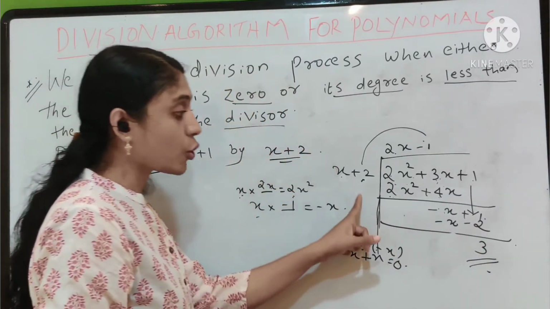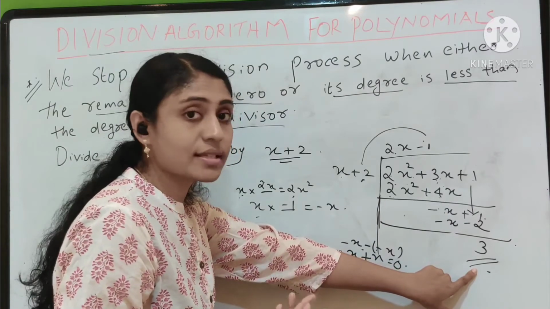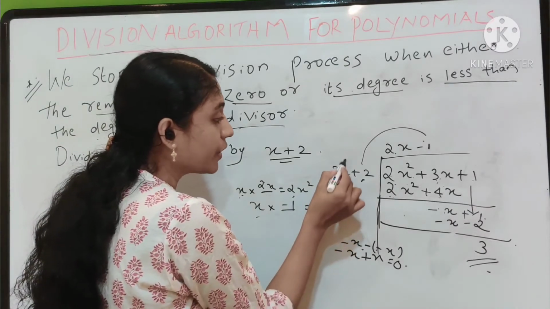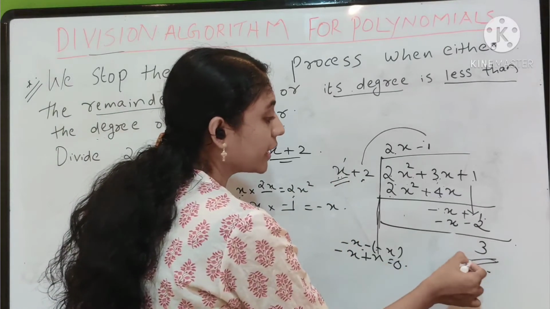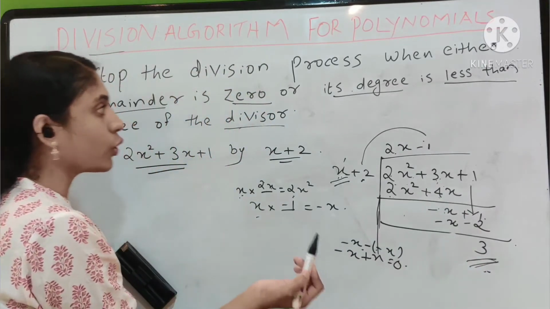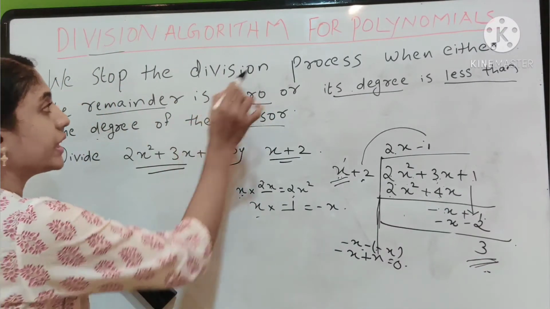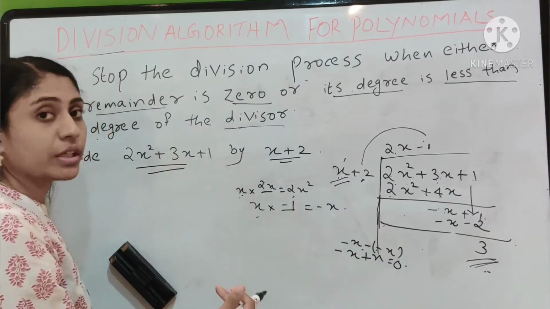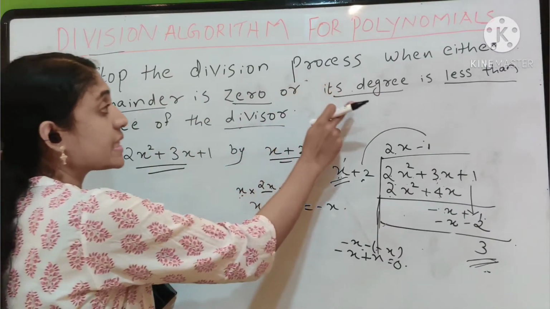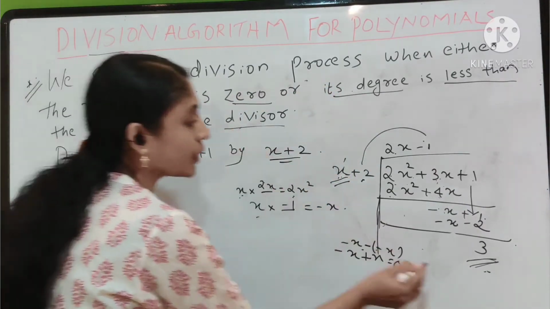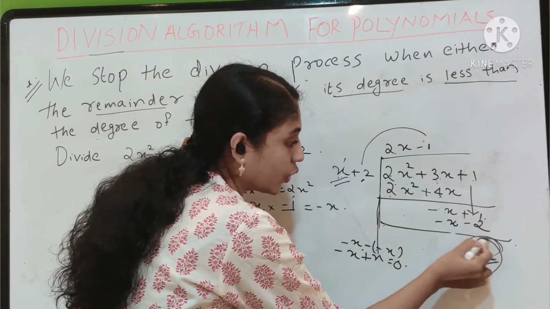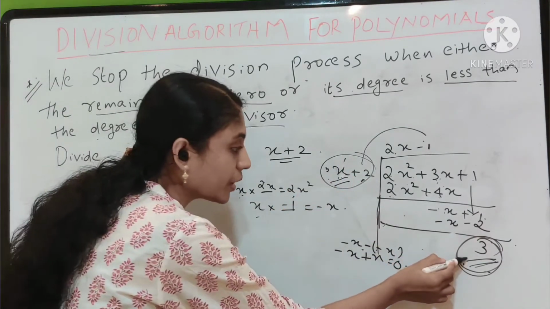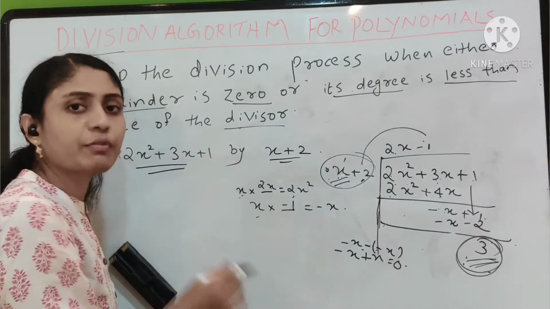So we have to stop when we reach this step. Why? Because its degree is less than the degree of the divisor. The degree of the divisor is 1, right? But here the degree of the remainder is 0. So we stop the division process when either the remainder is 0, but here the remainder is not 0. So we could continue, but it is also said that when the degree of the remainder is less than the degree of the divisor, you have to stop the division process.